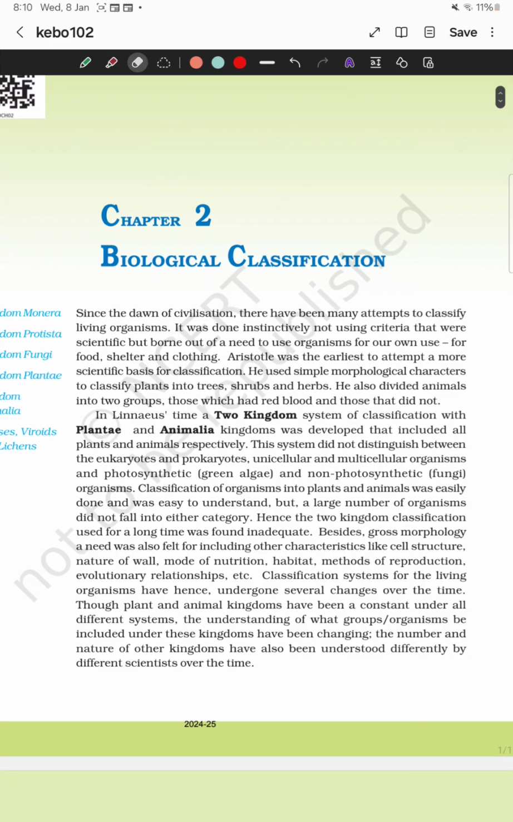Let's see first, Aristotle made the earliest attempt at a scientific basis for classification. He used very simple terms like morphological characters, which means the external characters like trees, shrubs, and herbs. Trees are the large ones, and the shrubs are the middle ones, which means the height is to some extent, and herbs are very small plants.